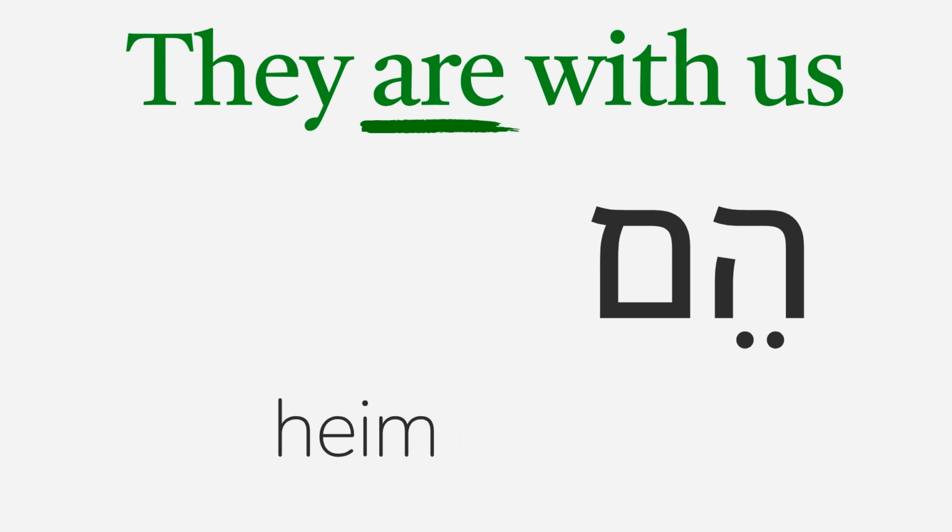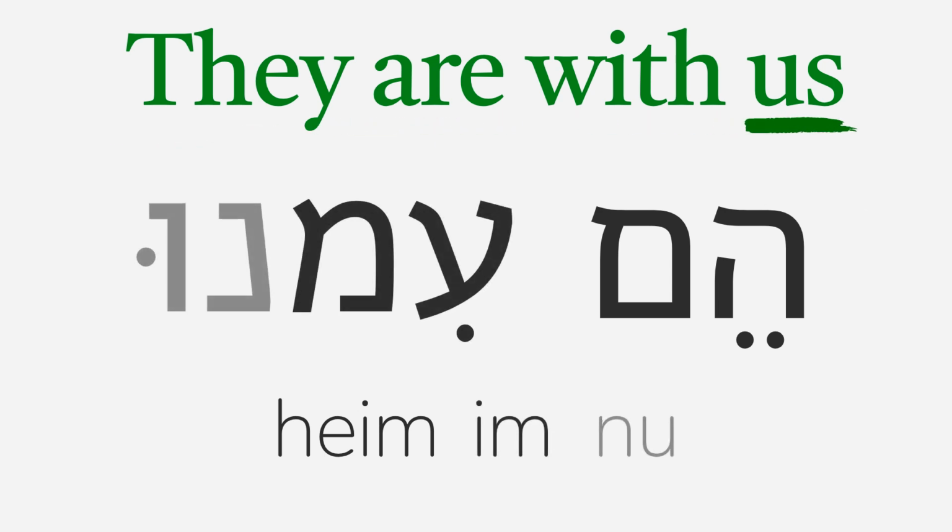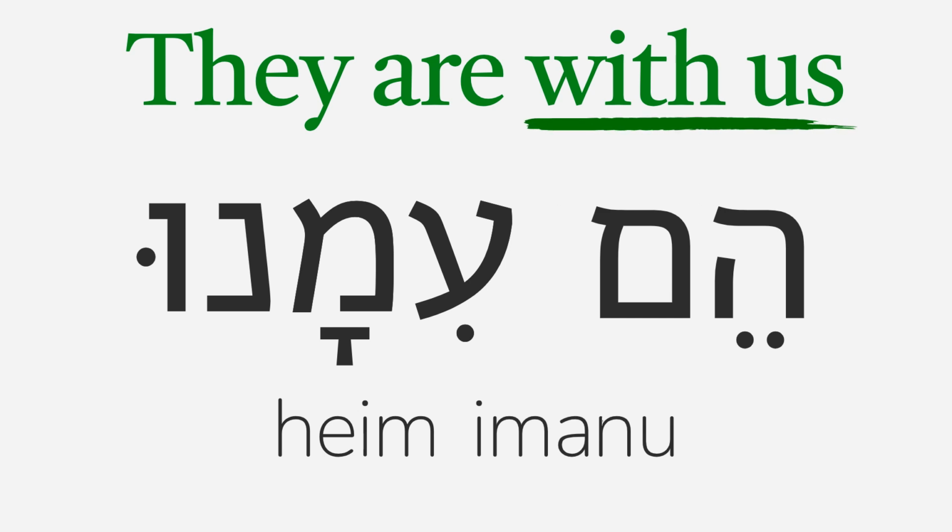Now let's say they are with us. They is either masculine heim or feminine hein. Let's go with the masculine heim. There is no Hebrew word for are, with is im, and us will be a nu suffix. But remember that this nu suffix needs a vowel between itself and the preposition it's on. With the preposition im, this vowel will be a kamatz, a. So with us is imanu. Heim imanu. They are with us.